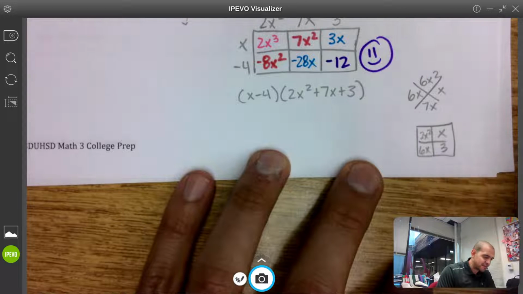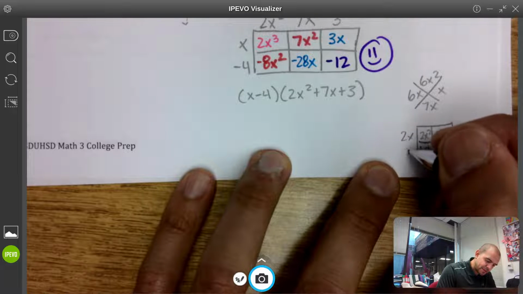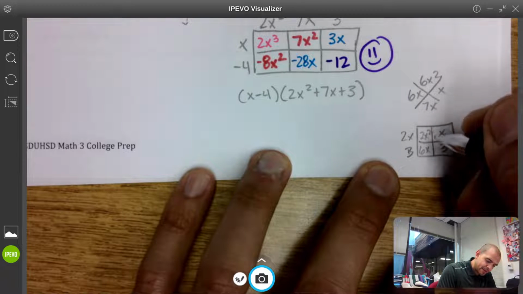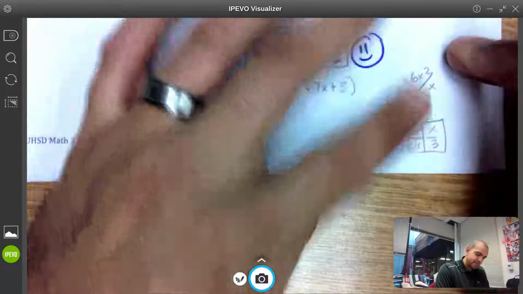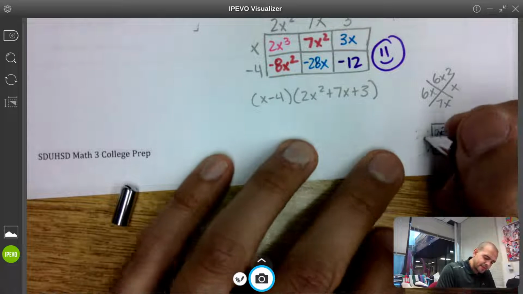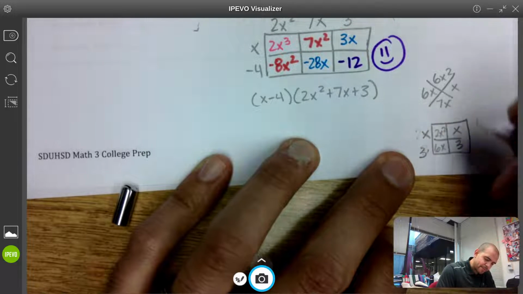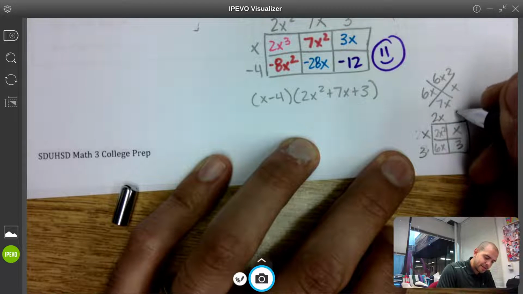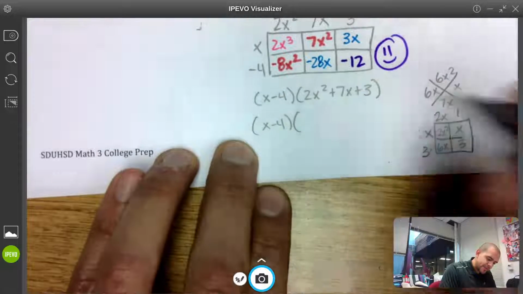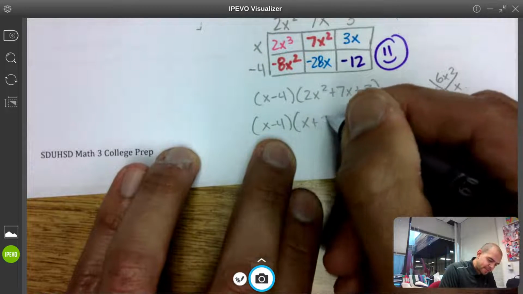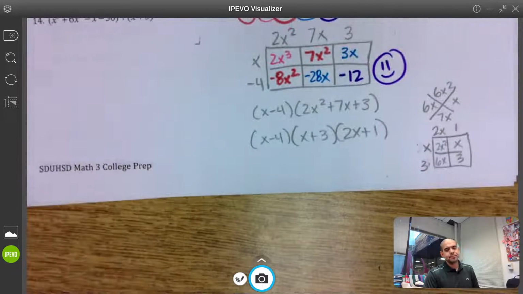I'm going to find my factors. 2x and 3. Sorry, I have this backwards. Sorry about that. This is x, and this is 3. And here is 2x, and here is 1. So I have x minus 4 times x plus 3 times 2x plus 1. All right, we got one more problem.